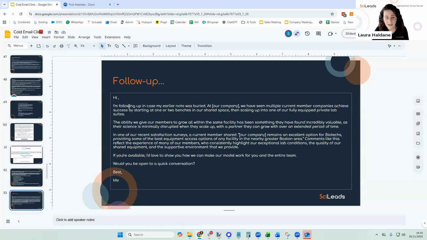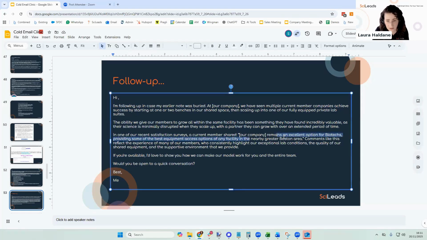I'm following up in case my earlier note was buried. That's sort of me back into my "I'm just following up" situation. It's not as bad, okay, I'm going to forgive you. Again though, it's very much generic in terms of not tailoring it to a certain person. I do quite like that there's a quote here, and I hope they've sent it to someone in the Boston area, and that's why we've got the quote here. If that is tailored, then that's even more.